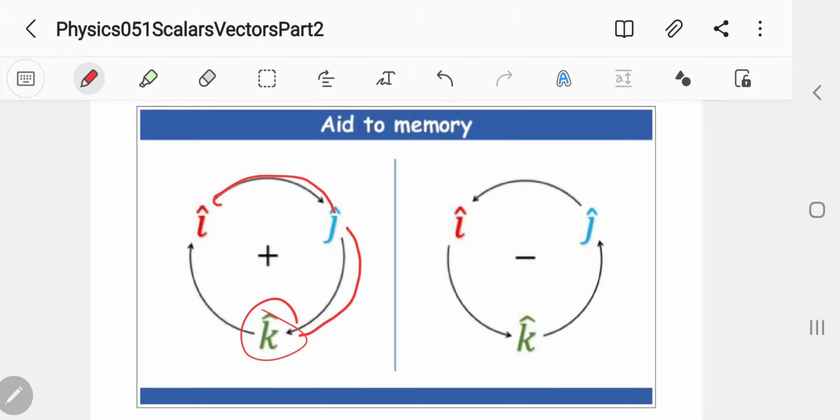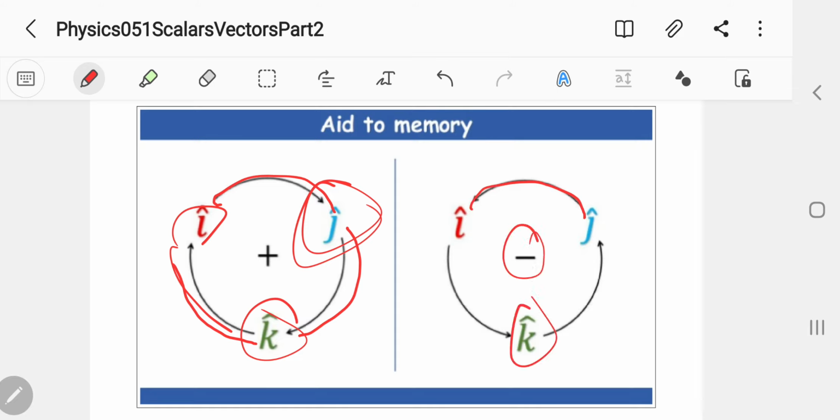If you're crossing j to k, it will give you i. And k to i will give you j. But if you're crossing j to i, it will give you negative k. If you're crossing i to k, it will give you negative j. And if you're crossing k to j, it will give you negative i. For these first three, it's positive.